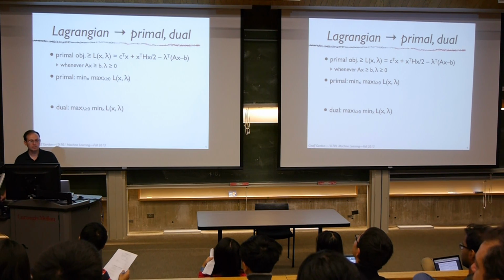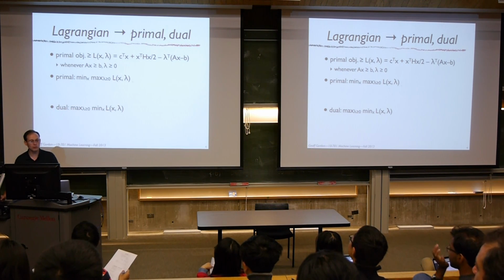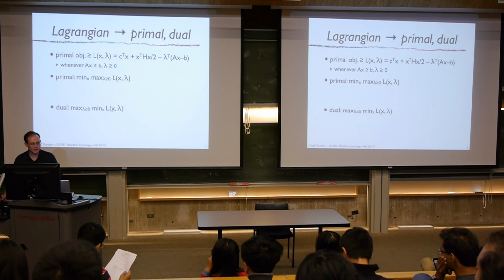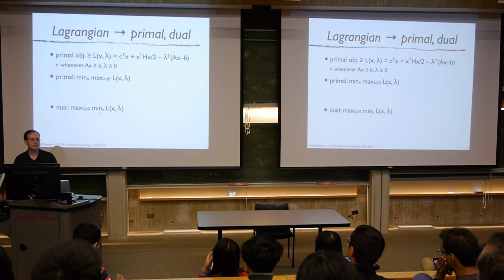But these two things are almost the same. And it's a theorem that they get the same value for linear and convex quadratic programs. That's called strong duality. But does this procedure make sense, right? That we're going to take the Lagrangian and we're going to min-max it or max-min it to get the primal and dual problems.